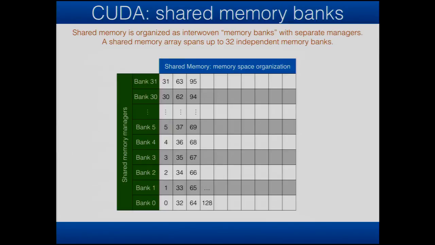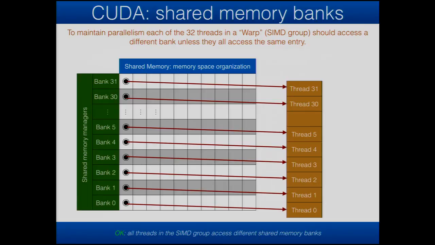But you have to be careful. If you've got a shared memory array which is running vertically across the banks, the first entry in shared memory would be in bank 0, the second would be in bank 1, bank 2, and bank 3. You have to be careful you don't have all the threads accessing the same bank. So in this case, we have sequential entries in the shared memory being accessed by sequential threads. That's fine. There are 32 independent banks being served by 32 independent memory managers.